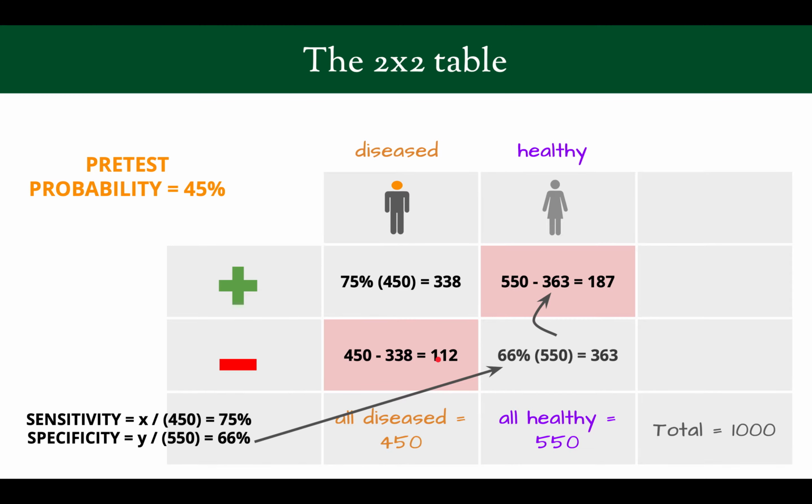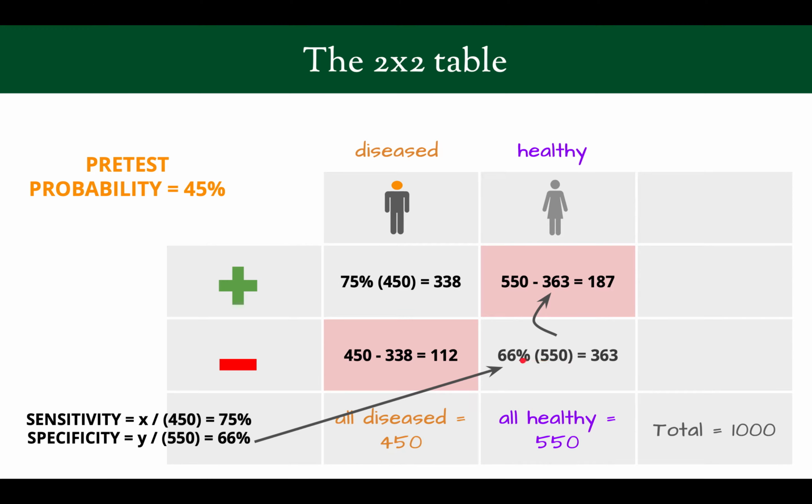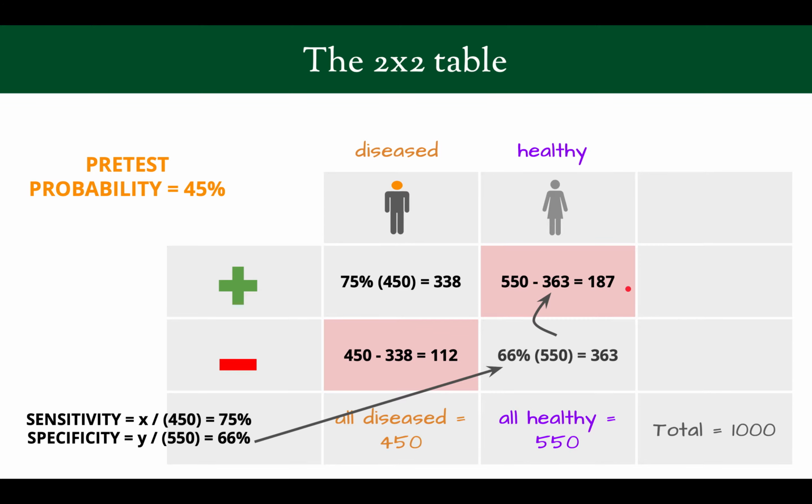Now we can do the same thing with the specificity in the other column, right? Specificity says of all those people who are healthy, how many of them have a negative test? And we know it's 66%. So 66% of 550 equals 363. Or we could solve for y, right, from the specificity formula. And again, we know that this has to add up to 550. So we subtract 550 minus 363, and we get 187. Great, we're almost done filling out this table.